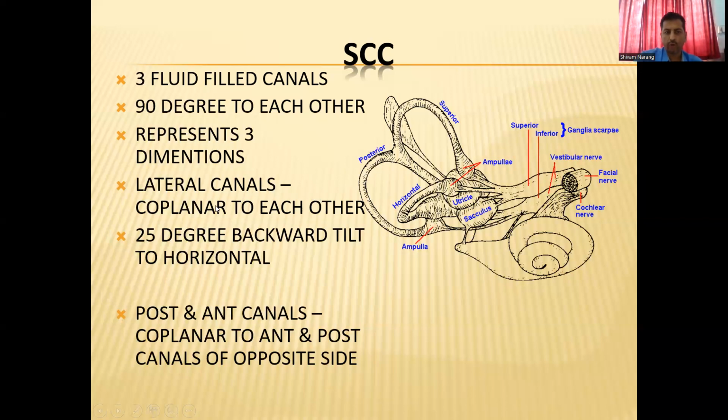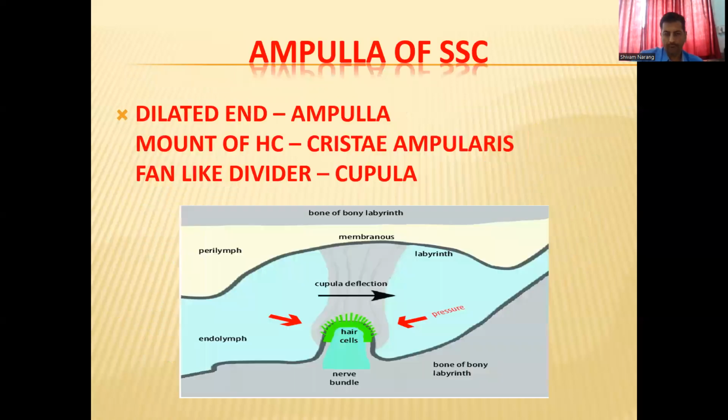So lateral canals are coplanar with each other, and this lateral canal is tilted 25 degrees backward to the horizontal. The posterior canal of the right side is coplanar with the anterior canal of the left side and vice versa. So right and left posterior and anterior canals are coplanar.